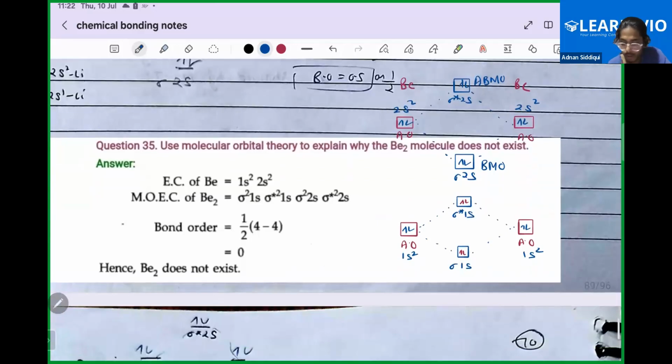Now, if you have to calculate the bond order, then you are going to do what? You are simply going to count the number of electrons in bonding molecular orbitals minus the number of electrons in anti-bonding molecular orbitals. So 4 minus 4 is 0, so bond order is 0. That means this cannot exist. Is it clear?